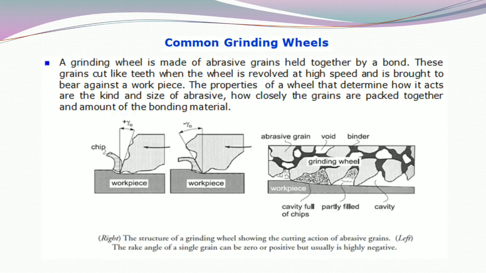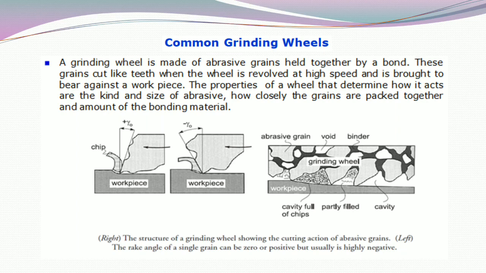Common grinding wheels. A grinding wheel is made of abrasive grains held together by a bond. These grains cut like teeth when the wheel is revolved at high speed and is brought to bear against a workpiece. The properties of a wheel that determine how it acts are the kind and size of abrasive, how closely the grains are packed together, and the amount of the bonding material.